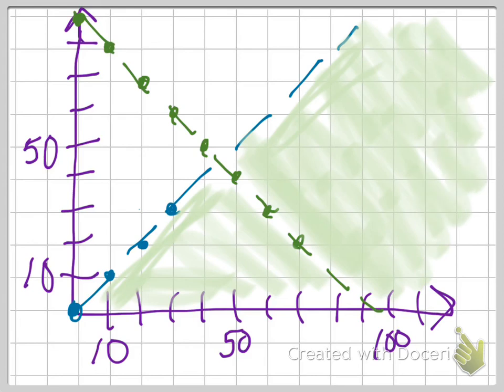I kind of got carried away with my dots on that one.